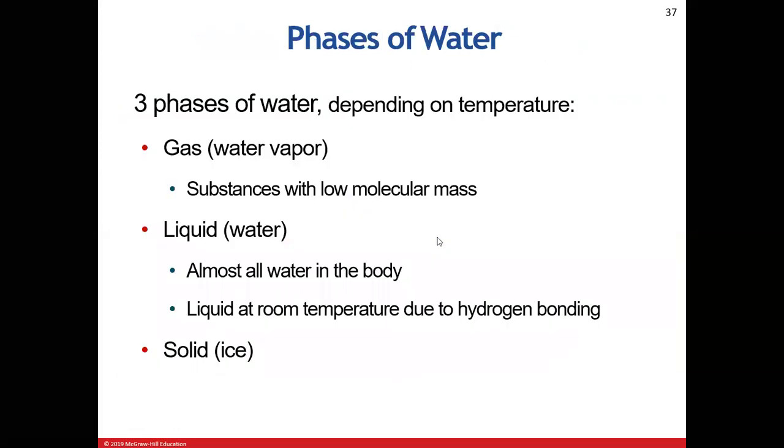So as we then continue with water, we also get a chance to look at the phases of water. And there are 3 phases depending on the temperature. We can have a gas, which is a water vapor. And this is where we have substances with kind of low molecular mass. We can have a liquid. This is where we become water. And this is almost all water in the body. Or this is how we have most of our water in the body, in liquid form. Liquid at room temperature is basically due to hydrogen bonding. And then lastly, we have a solid. And this is if we drop the temperature and it becomes ice.